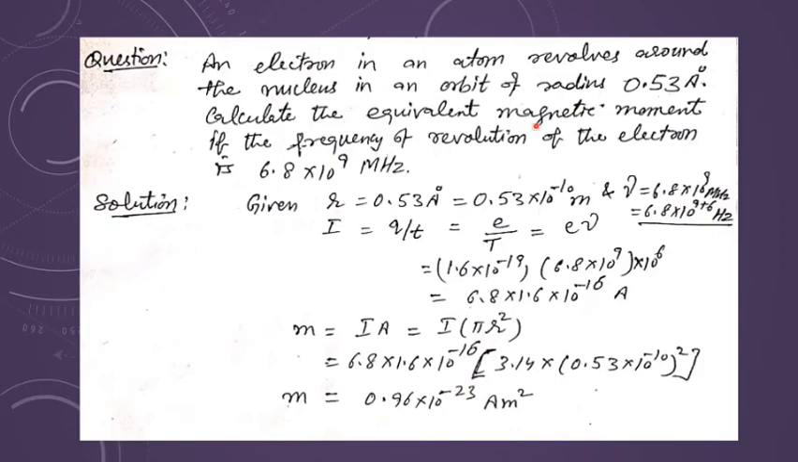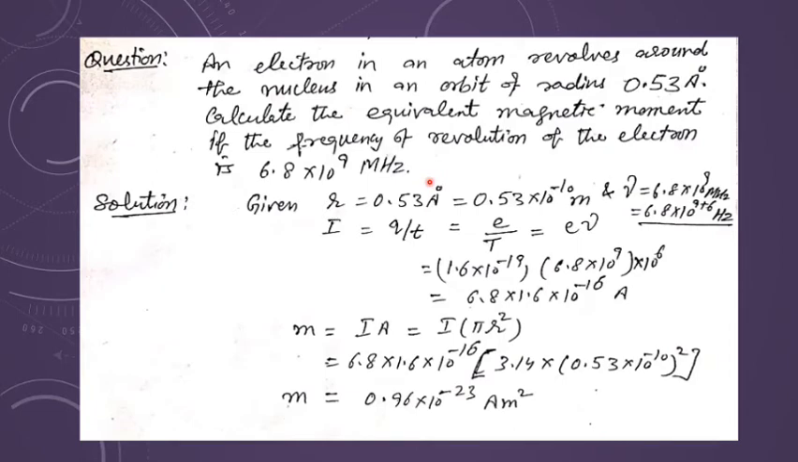This is a simple numerical I have taken on the basis of the magnetic moment. I'm reading it for you. An electron in an atom revolves around the nucleus in an orbit of radius 0.53 angstrom. 1 angstrom is 10 to the minus 10 meters, so you will be converting this radius into meters. Calculate the equivalent magnetic moment if the frequency of revolution of the electron is 6.8 into 10 raised to the power 9 megahertz. Now this megahertz also you need to convert into hertz.